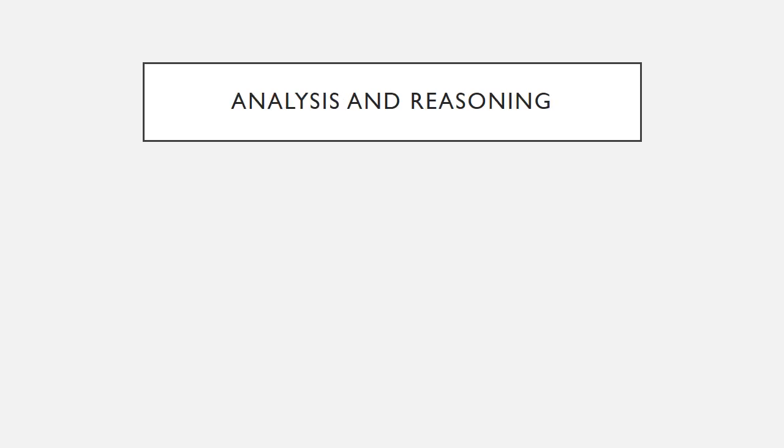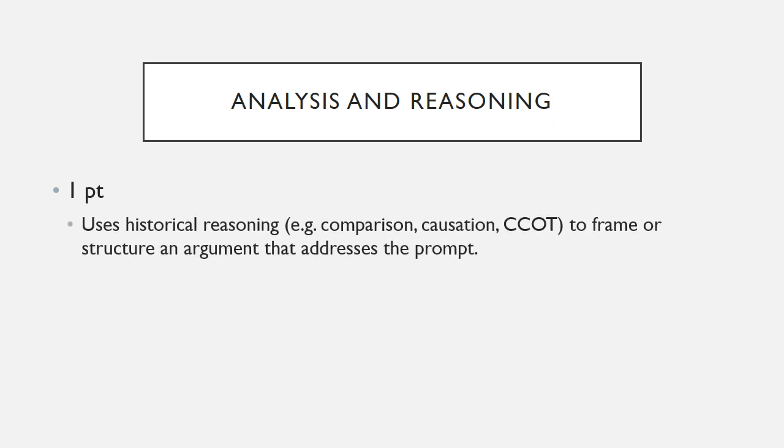Excellent. So, analysis and reasoning. How do you get the 1 point, everybody? Look at your rubric. Go ahead and read it. Good job. All right. So, it's pretty impossible not to get the first argument point. Why? Because if you make any argument whatsoever that makes any sense, you get that point.